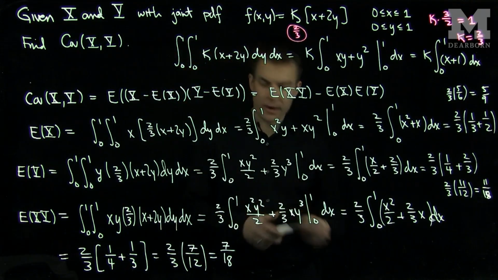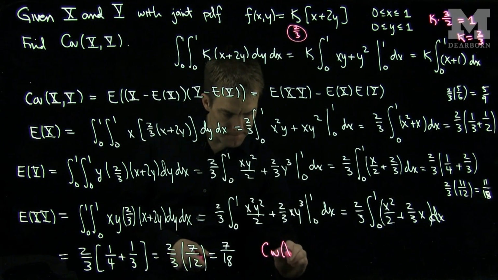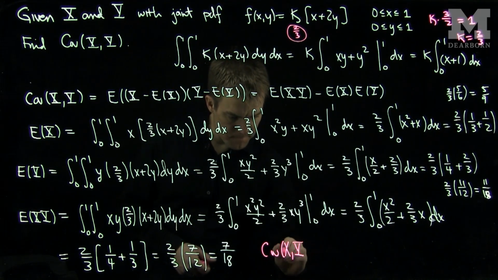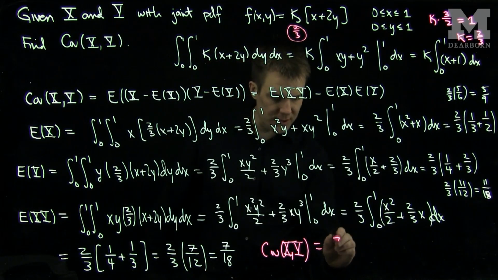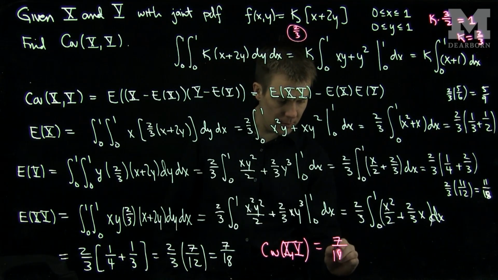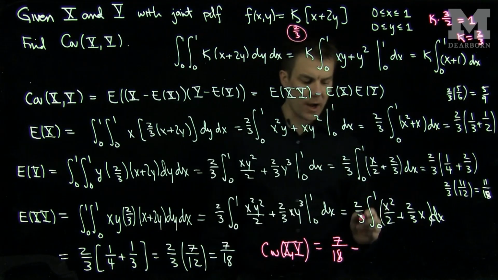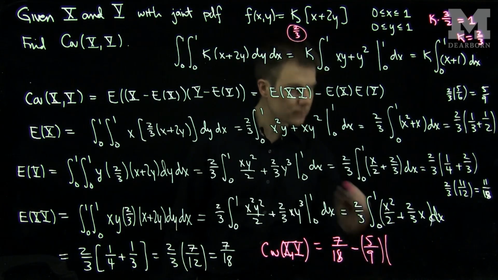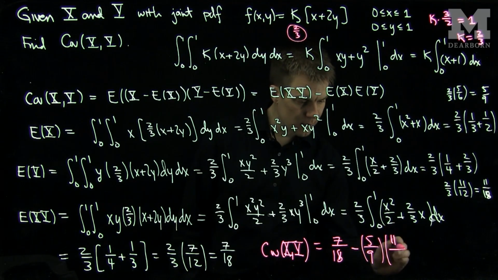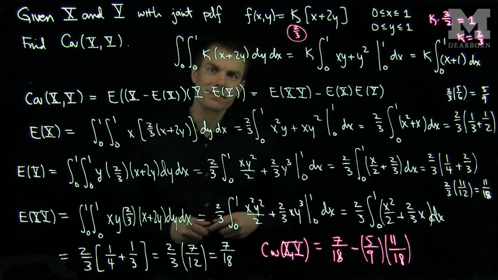So finally, our covariance is just the difference of these things. So our covariance of x and y will be the expected value of x times y, which is 7 over 18, minus the expected value of x times the expected value of y. So minus 5 over 9 times 11 over 18. And that's our solution. Thank you very much.